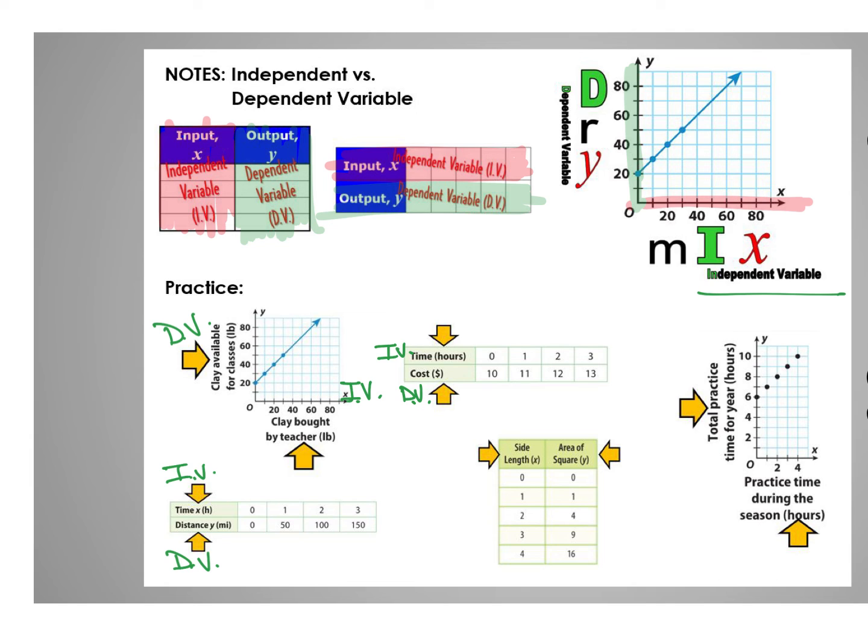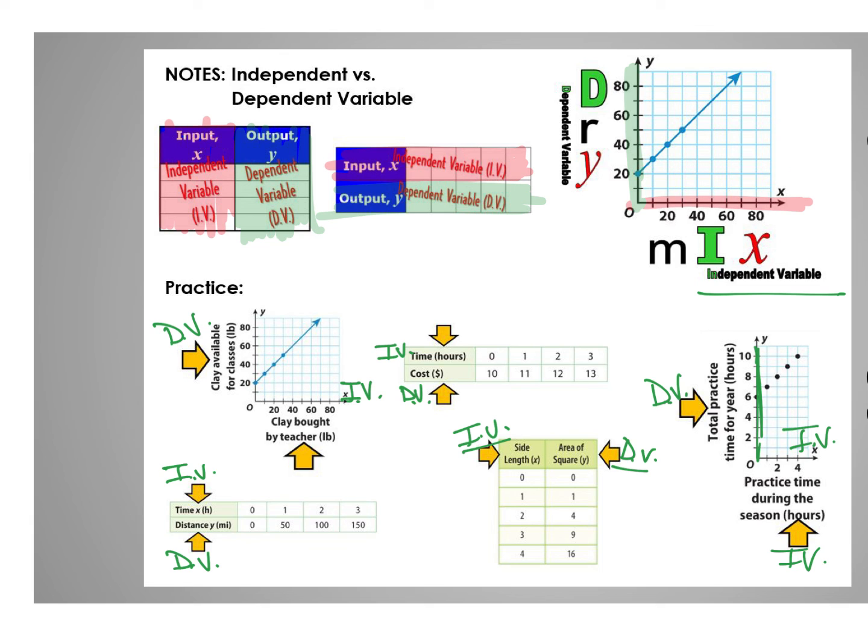And then our next one, we have side length and area of square. So our input is our independent variable, and our area of square, the output, is our dependent variable. So again, IV, dV. And then on our graph, our x is our independent variable. So the practice time, we can also write it here. And then our total practice time, the y, is our dependent variable.